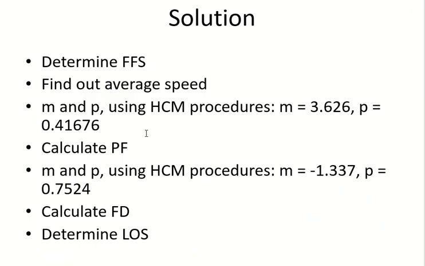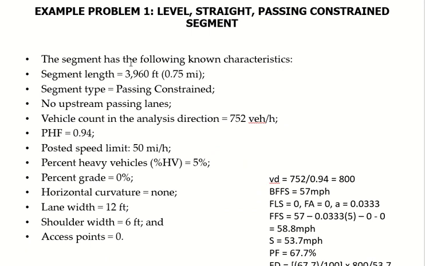Let us do a very small simple example. The segment is given here. The length is given, the type is given, no passing lanes, and volume in one direction only is given. I'll tell you why later on. Peak hour factor, speed limit, percent heavy vehicles, gradient, no curvature, lane width, shoulder width, and access points are given. Access points are 0. Okay, let us see what they are doing.